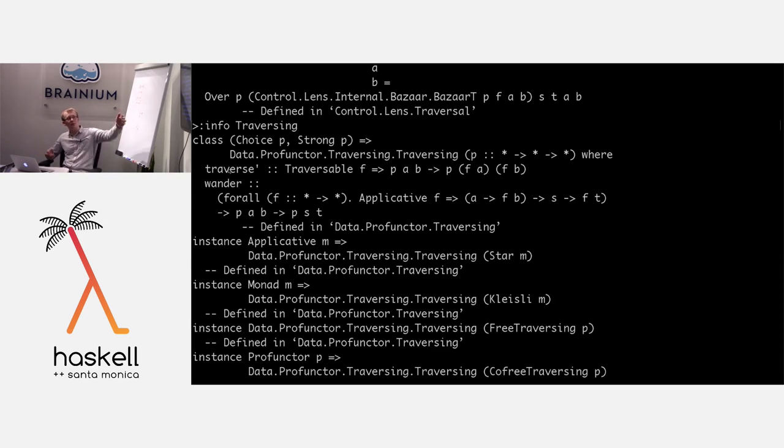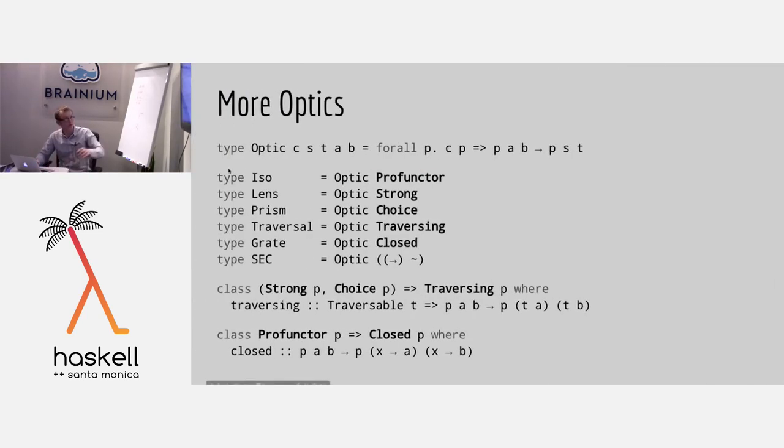If you can show it's an instance of this traversing class, then you automatically get for free any traversal gives you a lifting operation. So what's the type then of optic? It's this, right? In general, with constraint kinds or something, we have some constraint C that might be like strong or choice or something. We can say for all profunctors that satisfy this thing, I want a lifting operation.